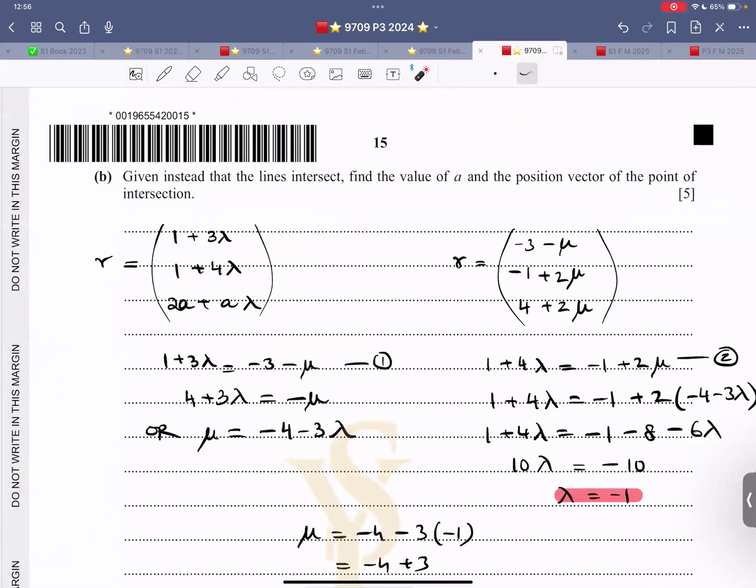Now it says given instead. That means now the scenario has changed. And now it's saying given instead that the lines intersect. They are not making an angle of 45 degrees. They are intersecting, and don't use the previous value of A. Find the value of A and the position vector of the point of intersection.